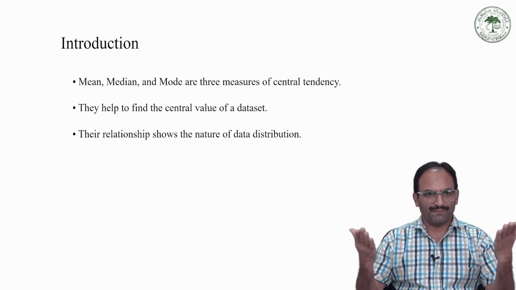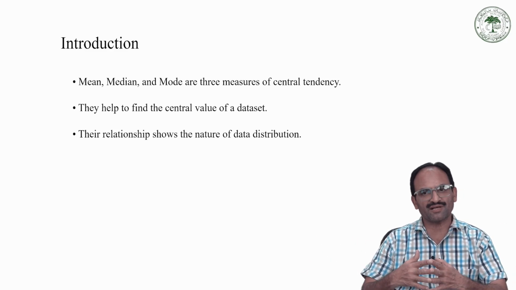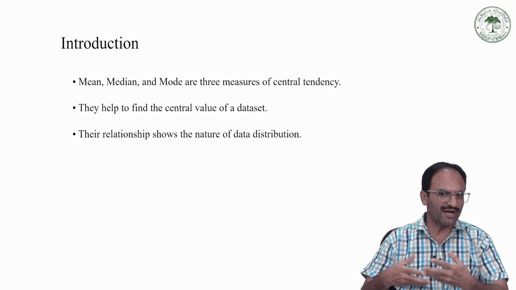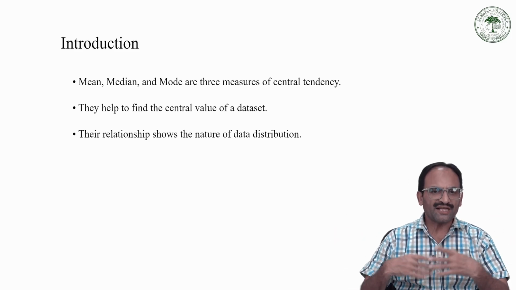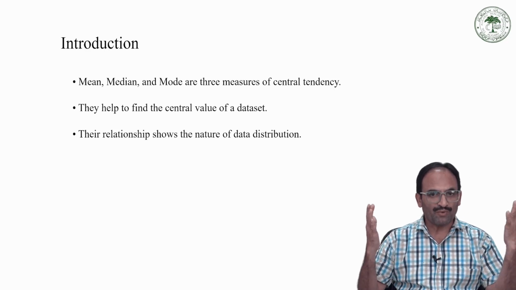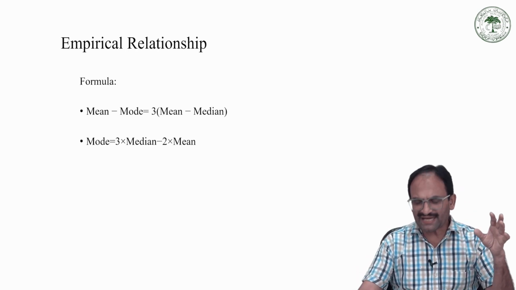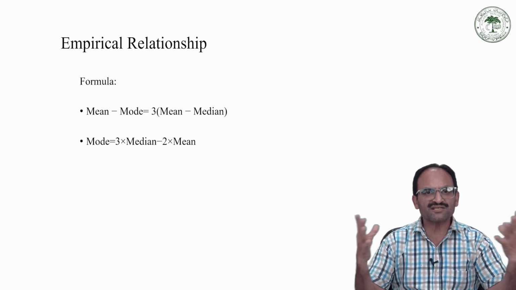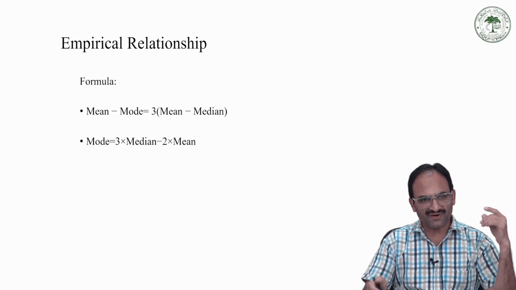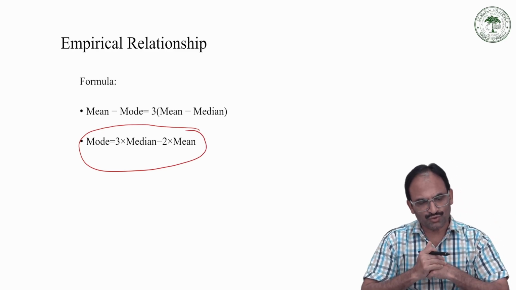See, it is very much evident that mean, median and mode are three measures of central tendency that have already been explained to you. They help to find the central value of a data set, and the relationship shows the nature of data distribution. So what does it mean, the nature of data distribution? There is one empirical relationship that exists between mean, median and mode that can be expressed by this formula: mode is equal to 3 median minus 2 mean.